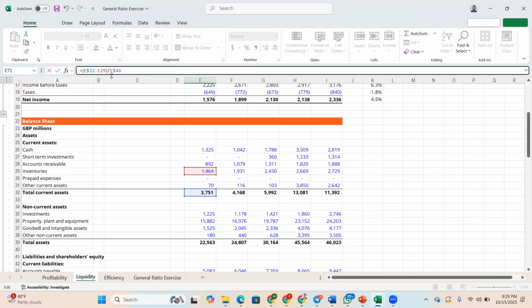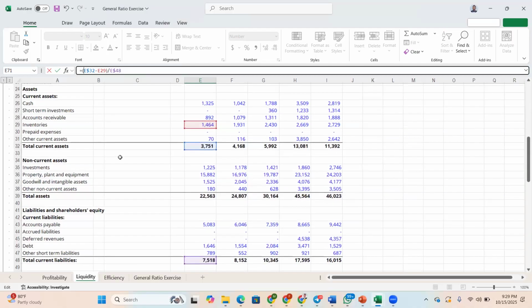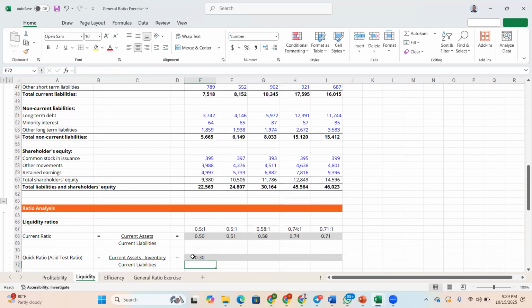Excel will calculate it for you. So yes, I think we are good. So we say current assets minus inventories divided by current liability is good. So press your enter. So we are good. So this is 0.30.